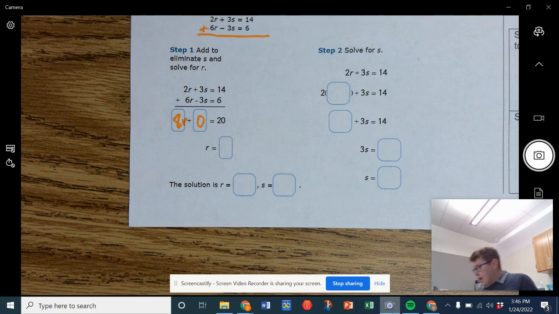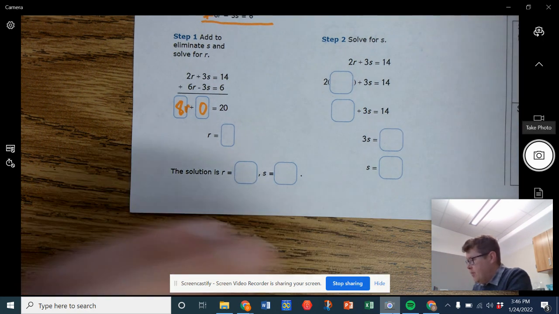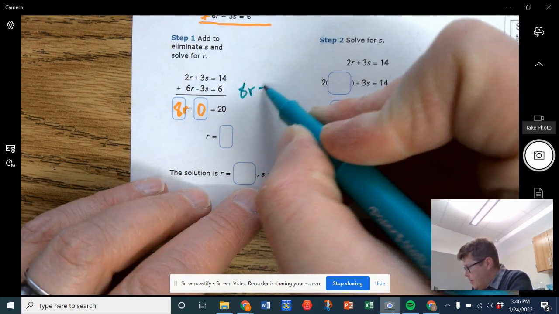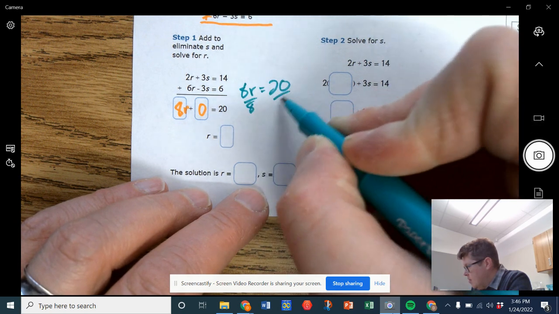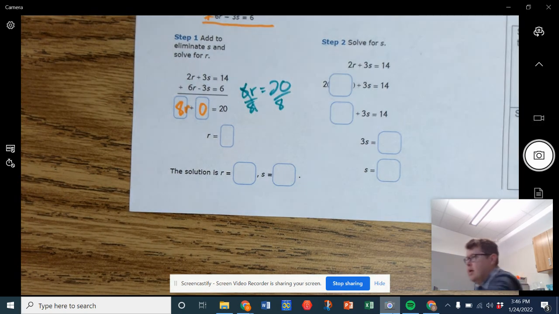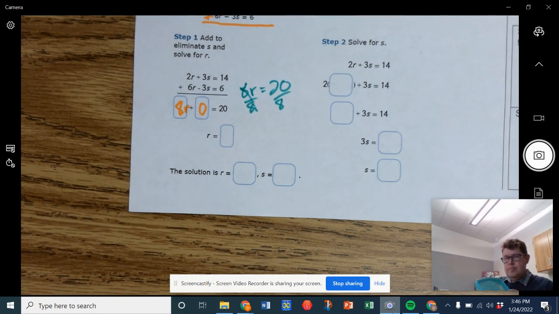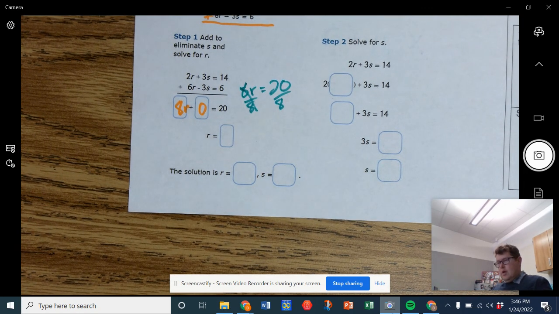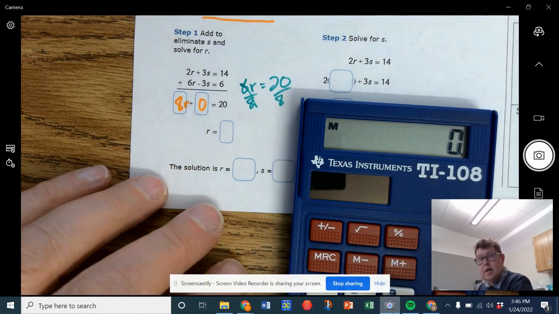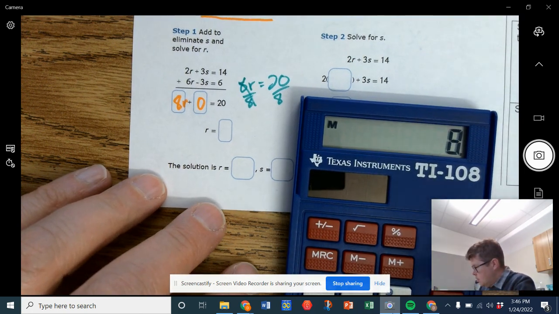Okay, so we've got that 8r plus 0 equals 20, which we can simplify to just be 8r equals 20, right? You divide by 8. Okay, it's going to give us a fraction, or decimal. That's why you have calculators, right? 20 divided by 8 gets us to 2.5.